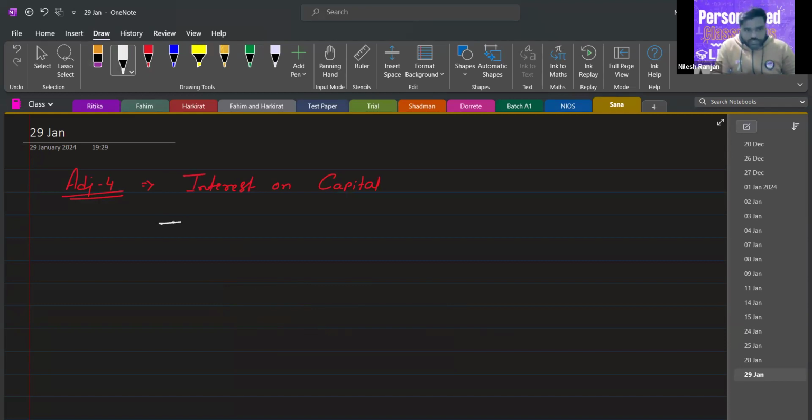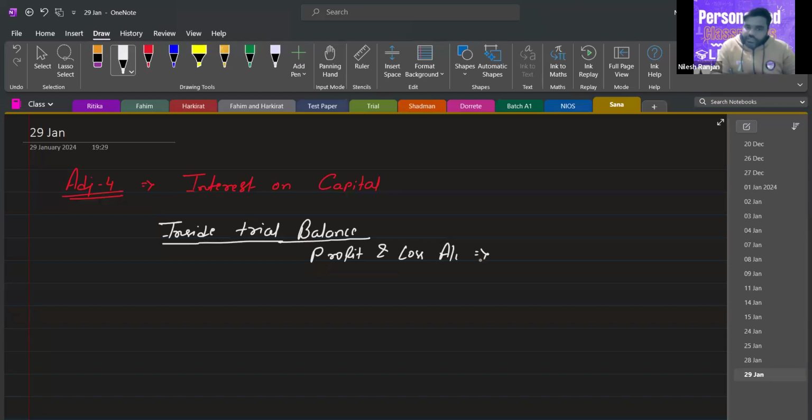Interest on capital, if it is given inside the trial balance, always remember that items I'm writing here can be given inside or outside. If it is given inside trial balance, then it will be charged in profit and loss. It is an expense, so profit and loss account, debit side. And if it is given outside, then one is profit and loss and the other is balance sheet.